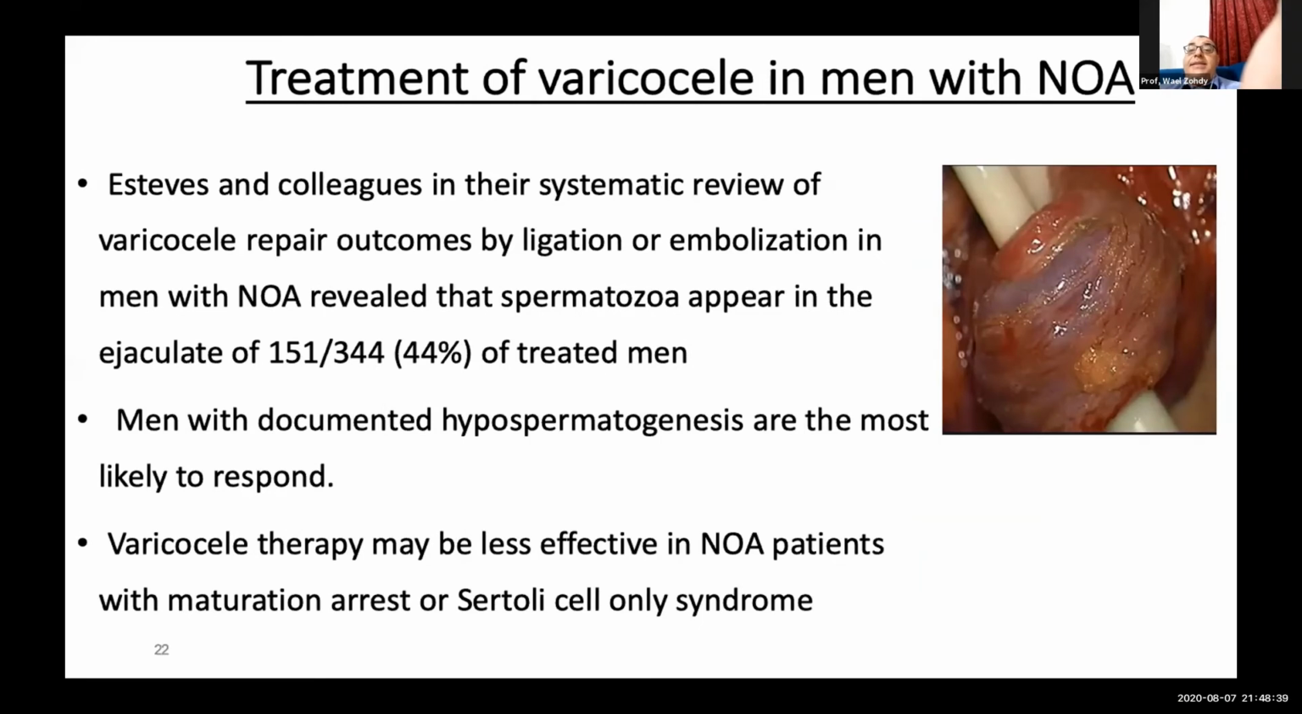Steve and colleagues, in their systematic review, reported that varicocele ligation or embolization in men with non-obstructive azoospermia revealed that spermatozoa appear in the ejaculate in 44% of treated men. Men with documented hypospermatogenesis are more likely to respond if we compare them to patients with Sertoli cell only syndrome or complete maturation arrest.